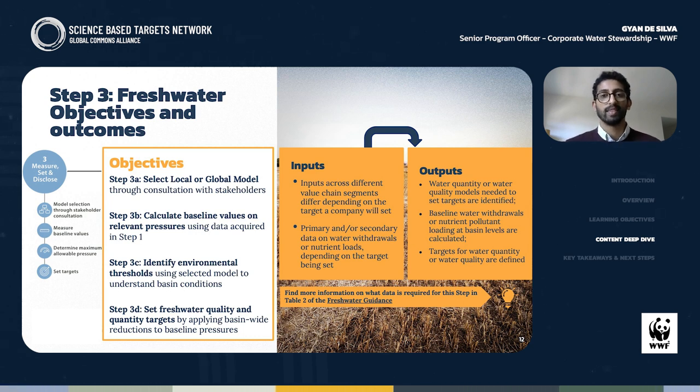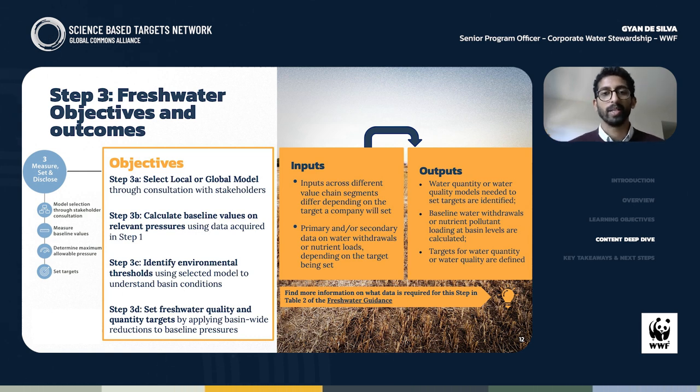Step 3C, the environmental thresholds identification, uses the models identified in Step 3A to understand natural and real conditions of the basin and estimate how much environmental pressures should be reduced at the basin level beyond the company's individual activities to safeguard ecological processes. Step 3D is the freshwater target setting step. Companies do this by applying the basin-wide required reductions to the company's baseline pressures for the basin.